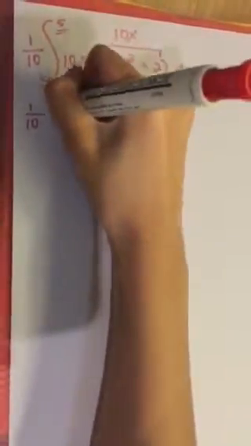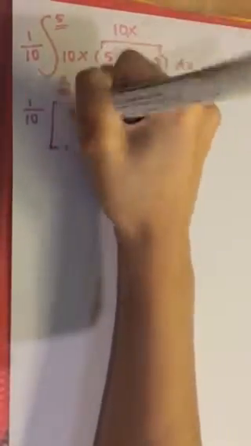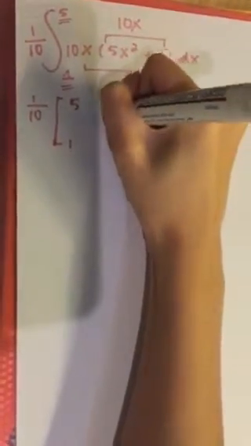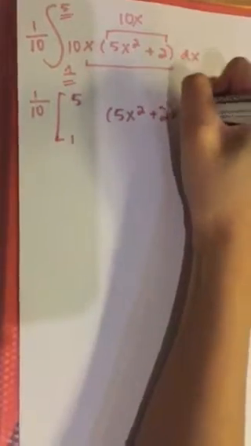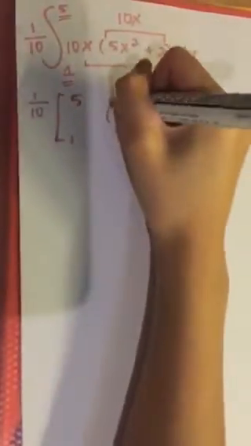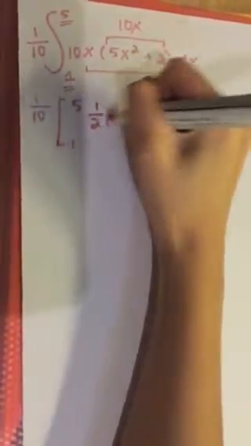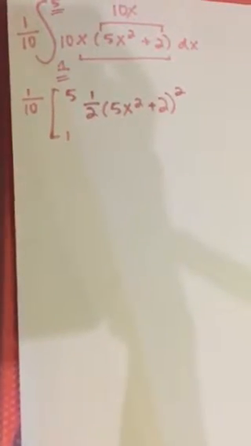So we have 1 over 10. Our bound is 1 through 5 still. And all we need to do is take 5x squared plus 2, raise it to the power of 2, and divide it by 2, or multiply it by 1/2. This is what we get.